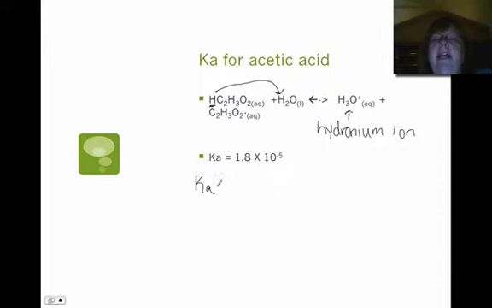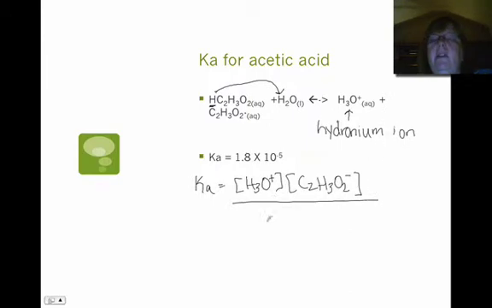So let's write the Ka expression. It's equal to the hydronium ion, that's a product, and the acetate ion, that's a product. It's raised just to the first power because there's no coefficient, divided by the acetic acid. And we don't put the water in there because it's a liquid. And this Ka is very, very small, 10 to the -5th.